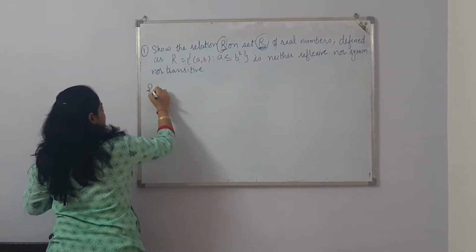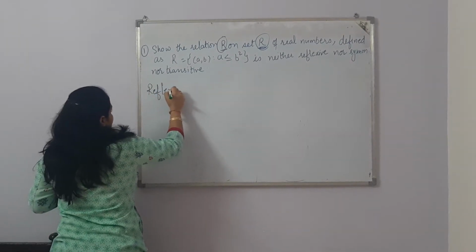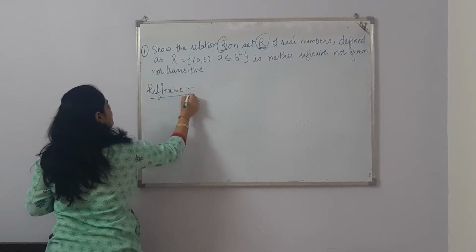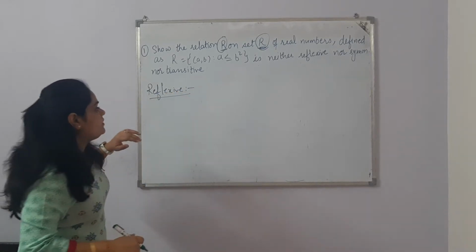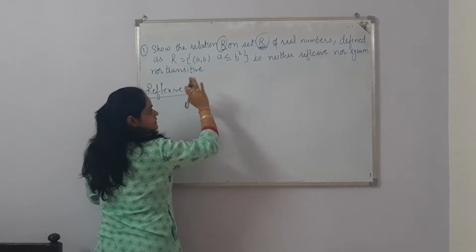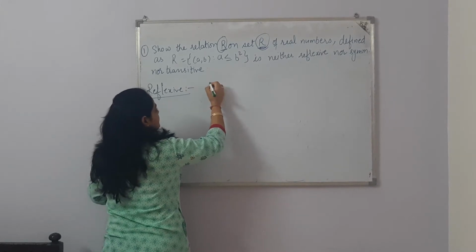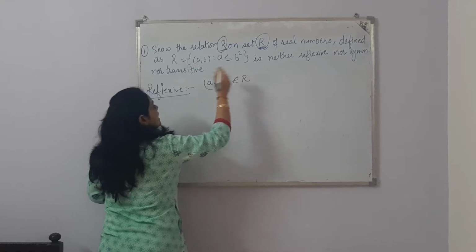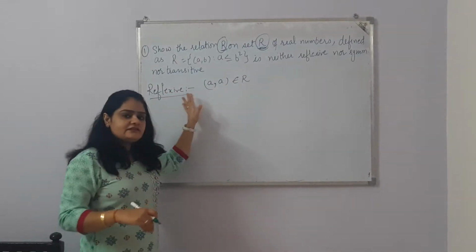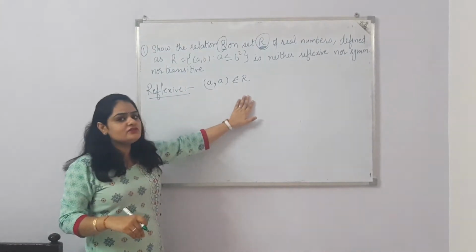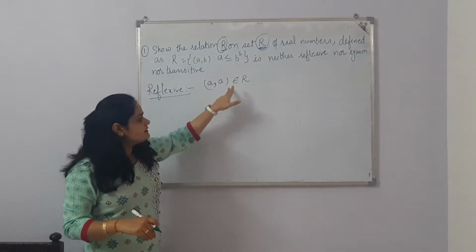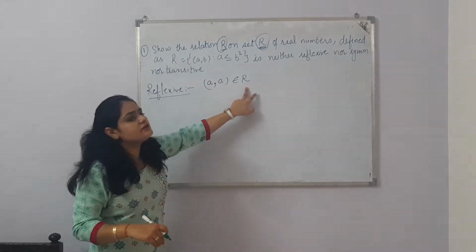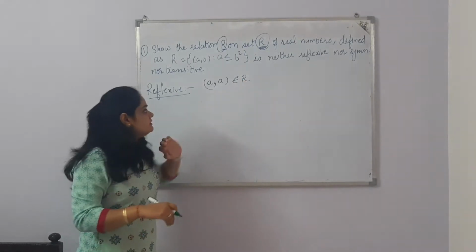Now let's check whether this relation is reflexive or not. The reflexivity of a relation says that (a, a) belongs to R. If it is not so, then we'll say that it does not belong to R. This R is for relation.